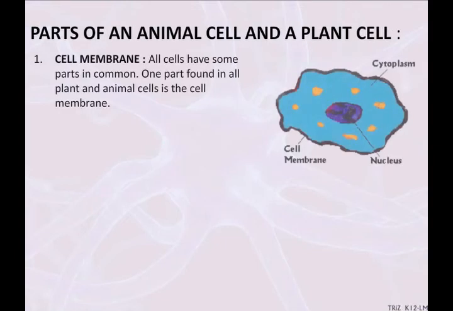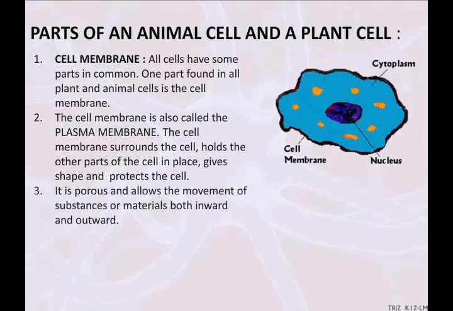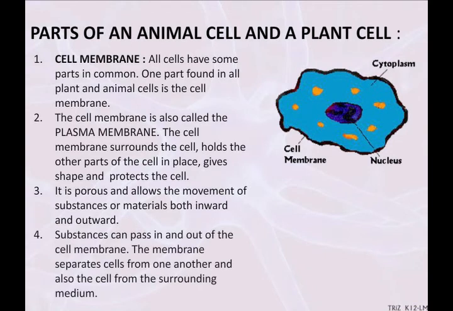Cell membrane. All cells have some parts in common. One part found in all plant and animal cells is the cell membrane. The cell membrane is also called the plasma membrane. The cell membrane surrounds the cell, holds the other parts of the cells in place, gives shape and protects the cell. It is porous and allows the movement of substances or materials both inward and outward. Substances can pass in and out of the cell membrane. The membrane separates cells from one another and also the cell from the surrounding medium.